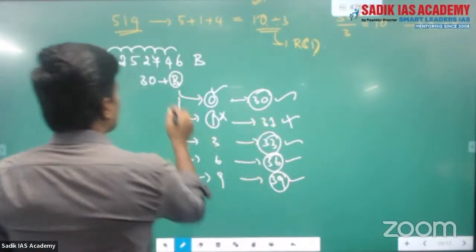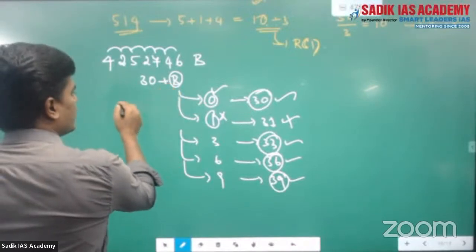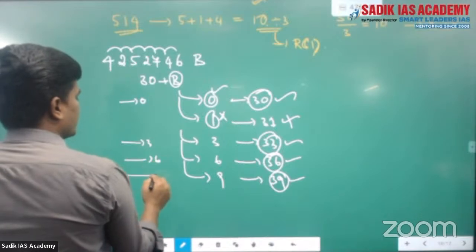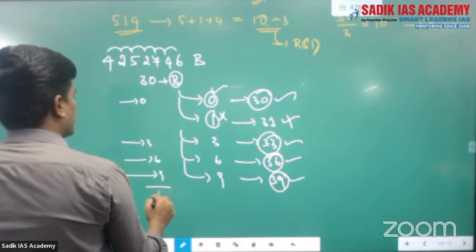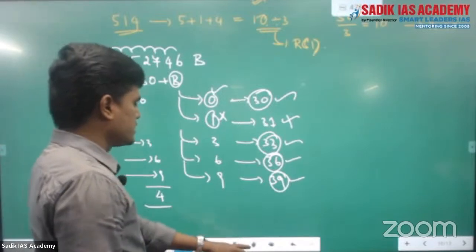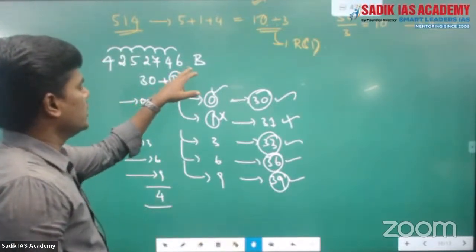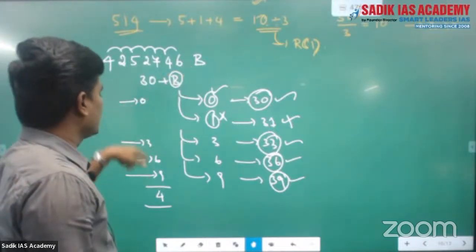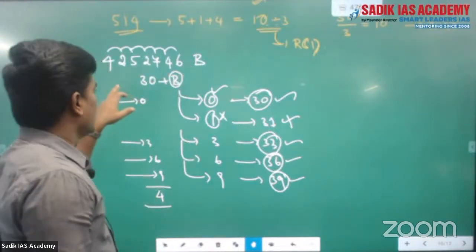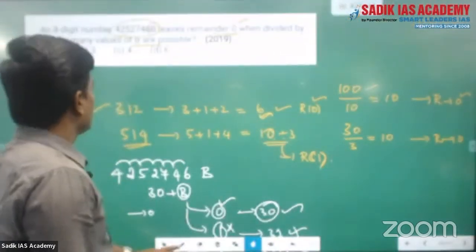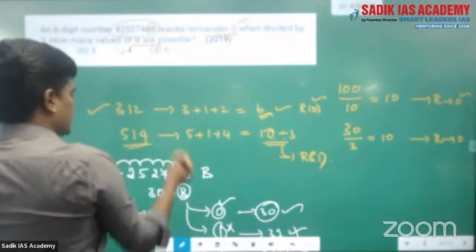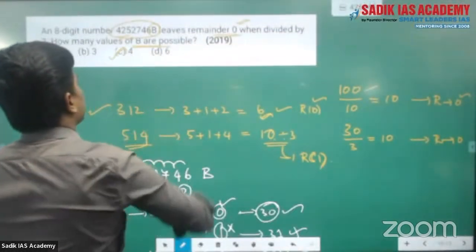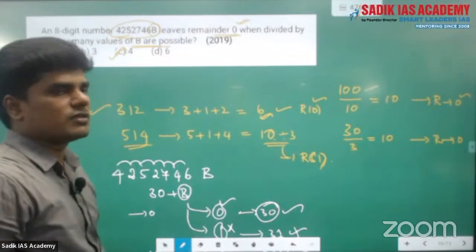In place of B, therefore we can have what? 0. We can have what? 3. We can have what? 6. We can have what? 9. How many numbers are there? 4. There are 4 possibilities available for the digit B here, or unit digit. In place of B, we can have the 4 possibility. Therefore, for that question, the option is what? C, 4th. 4 is the answer. C is the option, which is the correct option for this question.